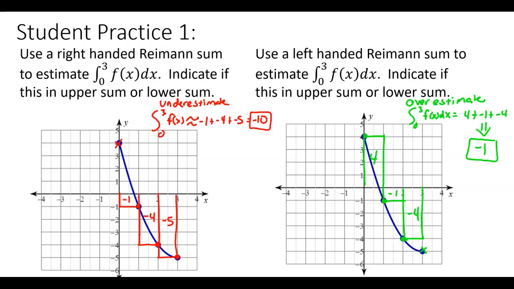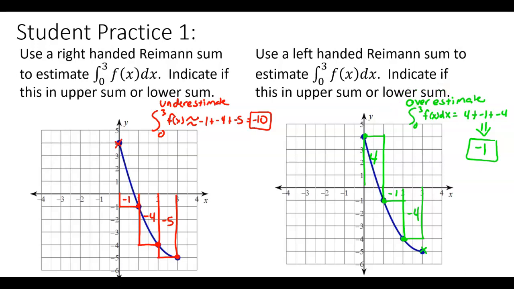Okay, so the first thing I want you guys to check on is, did you draw your rectangles correctly? Stop here and take a look at your rectangles for the right-handed sum and for the left-handed sum. The next thing I want you guys to check is make sure you determined correctly whether this is an underestimate or an overestimate. In this case, we have an underestimate because it's a decreasing function with a right-handed sum. So this is an underestimate. For this one over here, we have an overestimate because it's a decreasing function with a left-handed sum.